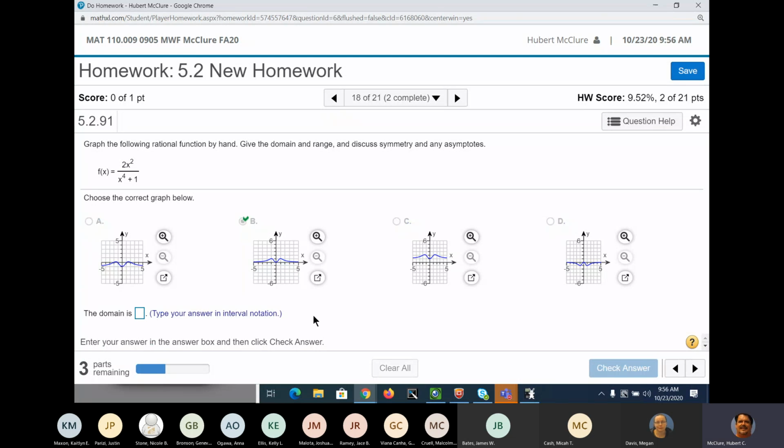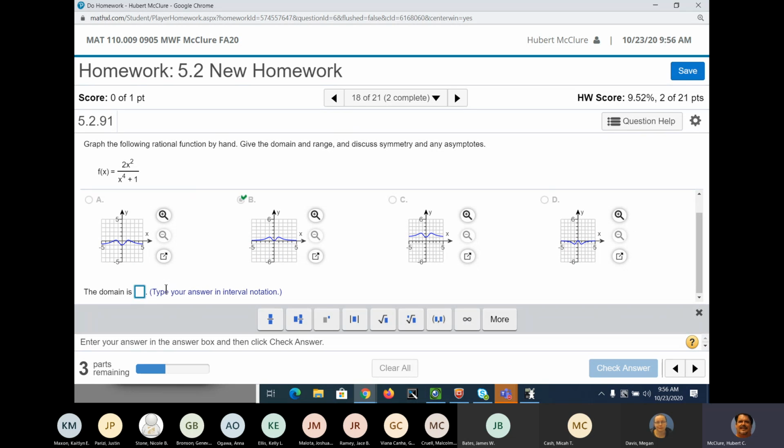Domain is all real numbers, looks like to me, because you can plug anything on the bottom. Wait a minute. You can't plug positive or negative 1. Yeah, negative 1. Let's see. Yeah, you can, because the square makes everything positive and it includes 0, and 0 plus 1 is 1. So there's hardly any way you're going to be able to get 0 in the denominator. So negative infinity to positive infinity.